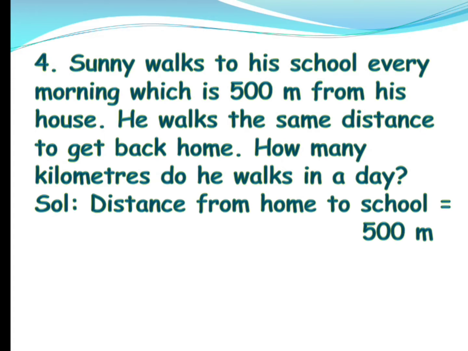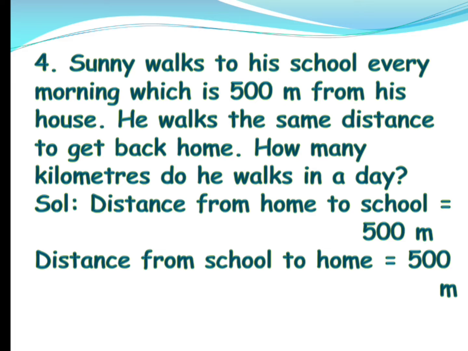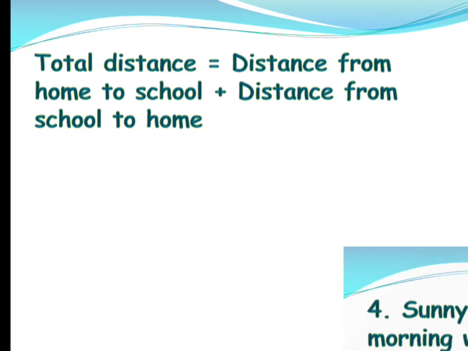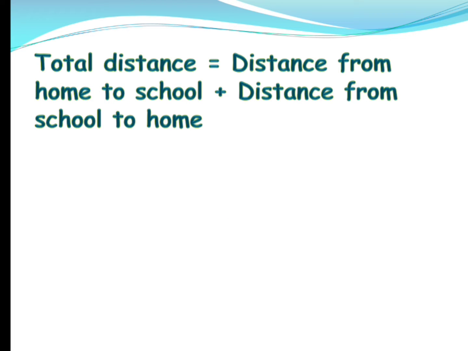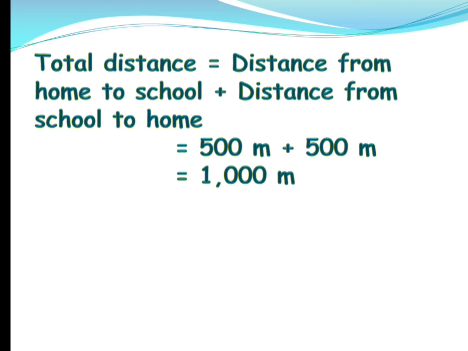So the distance from home to school is 500 meters. Now it is from school to home, so again you will write distance from school to home is equal to 500 meters. Then total distance is distance from home to school plus distance from school to home, that is 500 meters plus 500 meters. So 500 plus 500 will give us 1000 meters, isn't it, children?